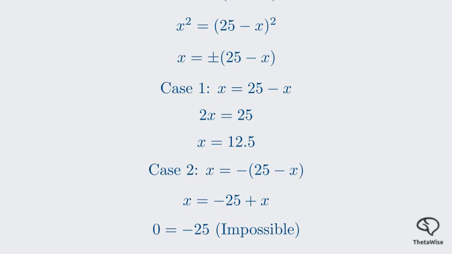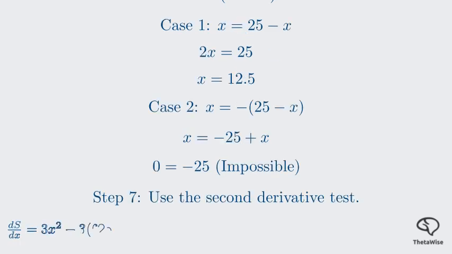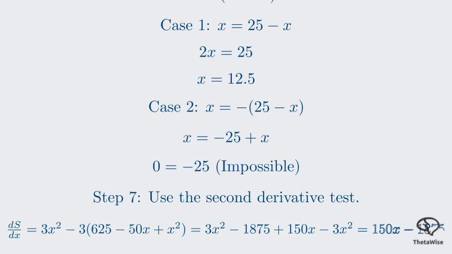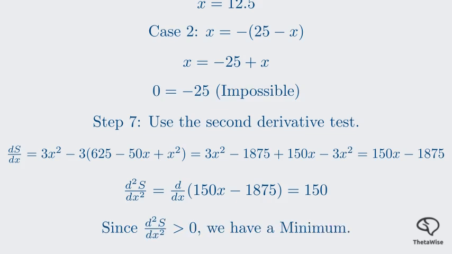Let's confirm using the second derivative test, just to be sure. It's good practice. We can expand the first derivative to make the second derivative easier. ds/dx simplifies to 150x minus 1870. Differentiating this, we find the second derivative, d squared s over dx squared, is simply 150. Since 150 is a positive number, this confirms we have found a minimum at x equals 12.5.